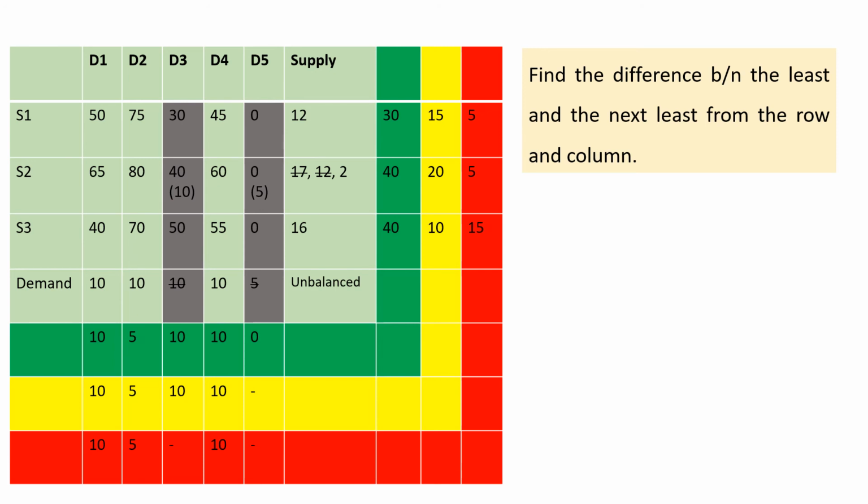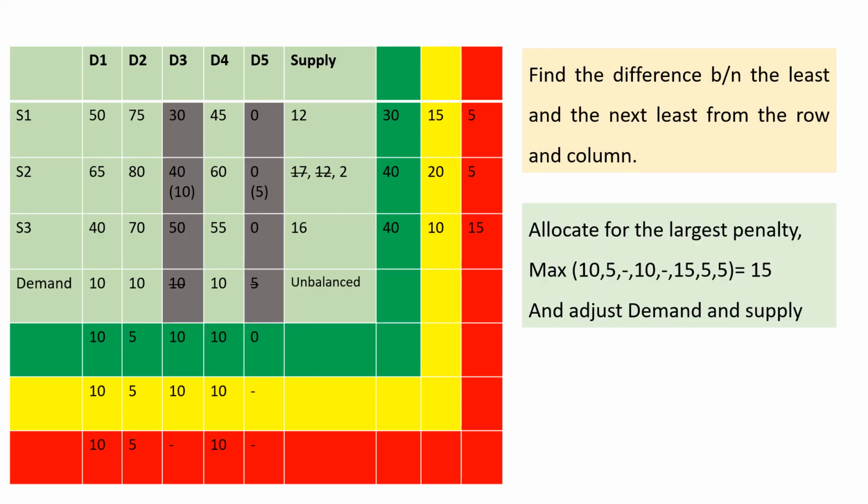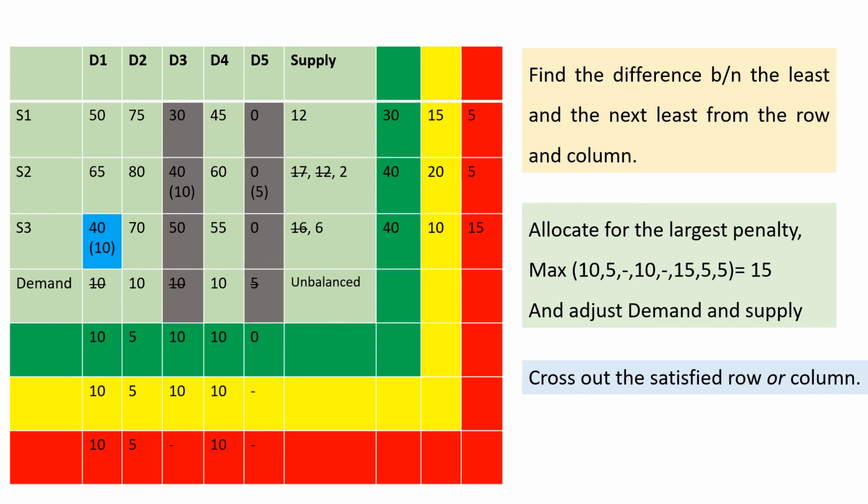So correspondingly, we have to select the smallest, that is 40, because Vogel's approximation method is a modified version of the least cost method. So 40 is selected, and we have to allocate for 40. The corresponding numbers are 16 and 10, so we allocate 10 here, cancel 10 from here, and subtract 10 from 16, and the remaining is 6. Then we have to cross out the satisfied row or column.